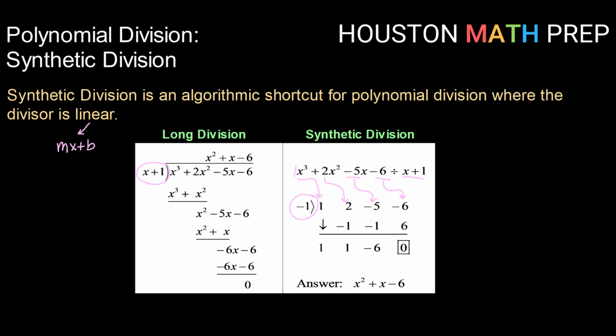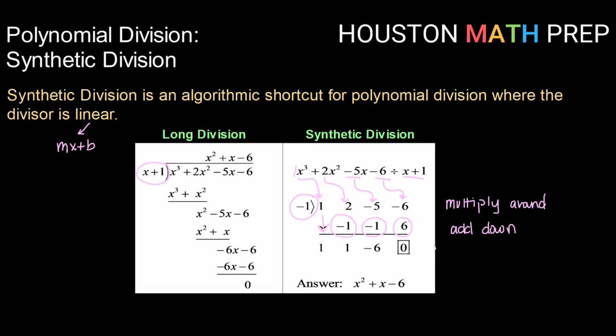That's your initial setup. Okay, so once you've got your initial setup, it's going to be a two-step process. It's going to be multiply around and then add down. So we bring down that first coefficient, that's where this 1 comes from, and then we multiply around. So -1 times 1 equals -1. So place that -1 here, and then add down. 2 plus -1 is 1. Repeat, multiply around. -1 times 1 is -1. Add down. -5 plus -1 is -6. Repeat, multiply around. -1 times -6 is +6. Add down. -6 plus 6 is 0.